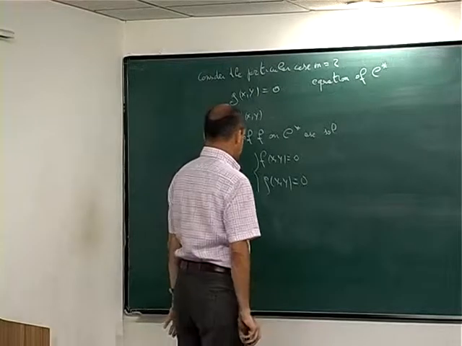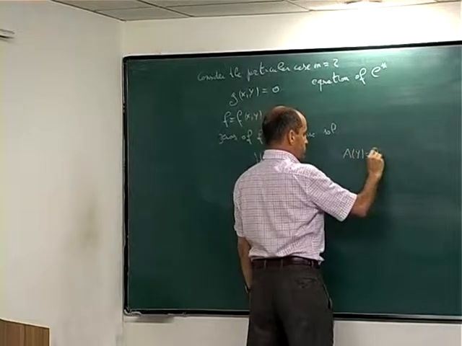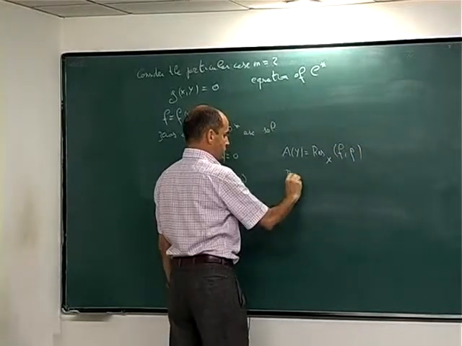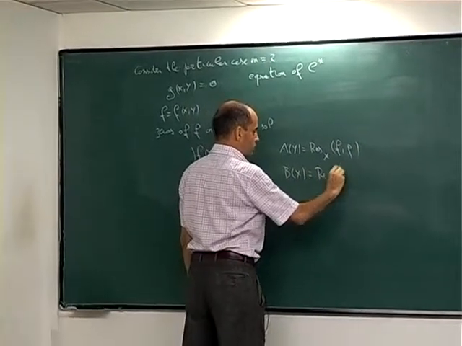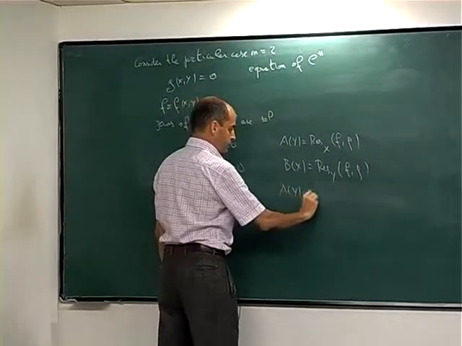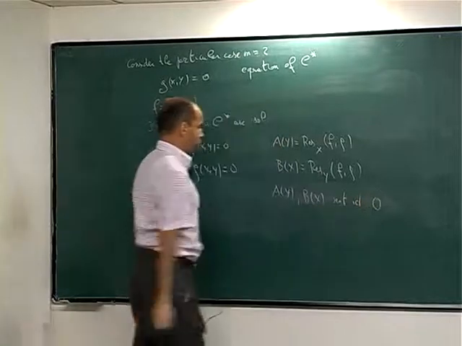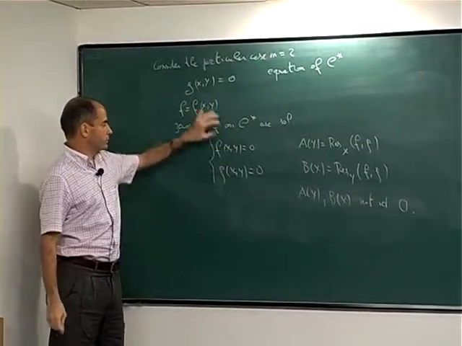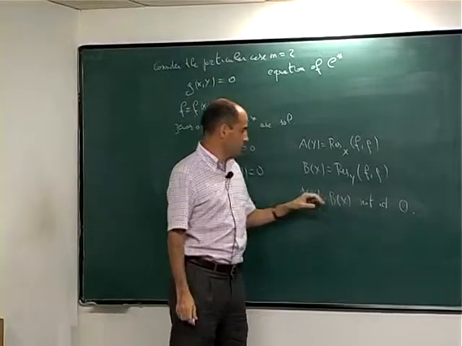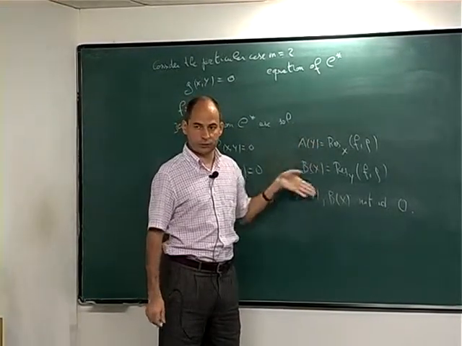So if you take the resultant, call a of y the resultant with respect to x of f, g, and b of x the resultant with respect to y of f, g, then a of y and b of x are not identically 0. So the coordinates x, y of the zeros of f on C must satisfy the equation b of x equals 0, a of y equals 0. And each equation has only a finite number of possibilities.